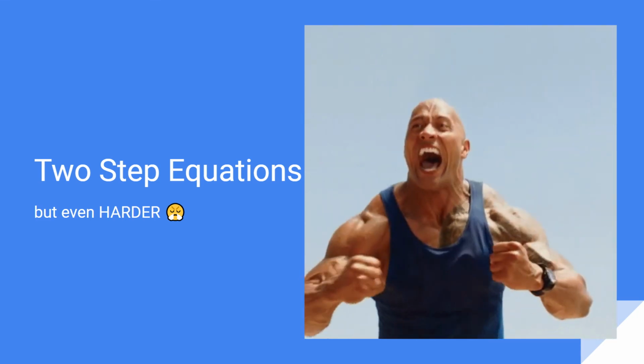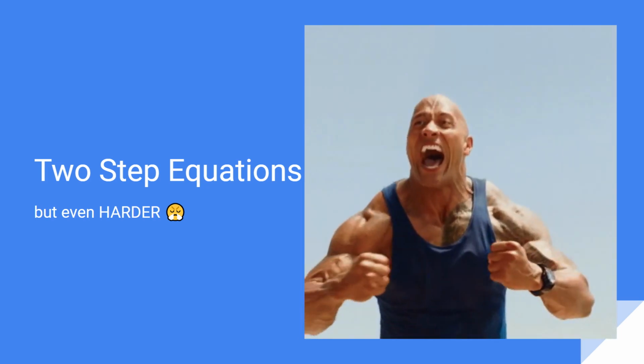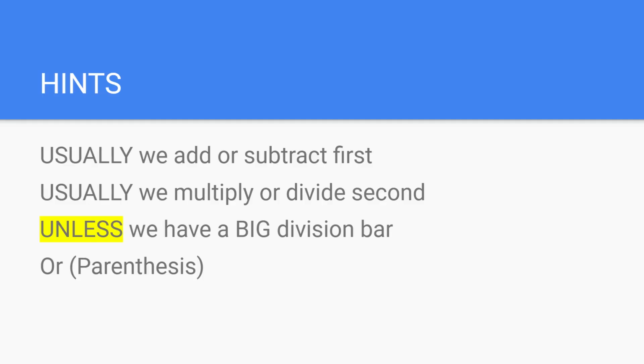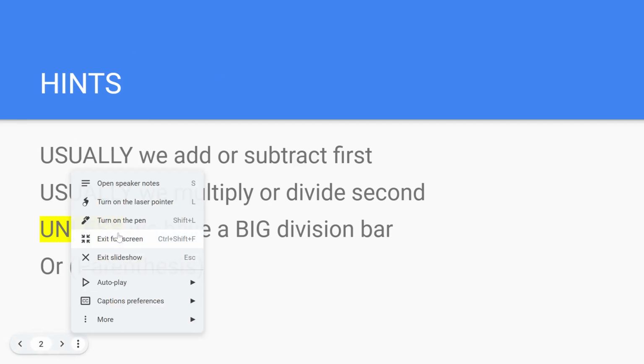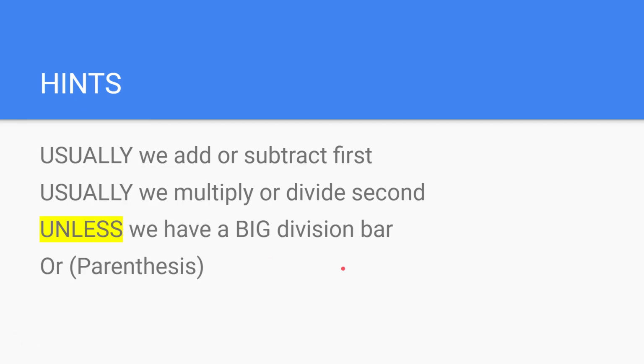With two-step equations, we kind of went over this, but I'm going to go over these notes again so that you guys have them. So you're going to hear me say a bunch of the same stuff you heard before. So two-step equations, but this time is going to be harder. The reason it's going to be harder is because we are going to have what's called a big division bar, or I would kind of consider it like a big multiplication sign. But it really just means parentheses.